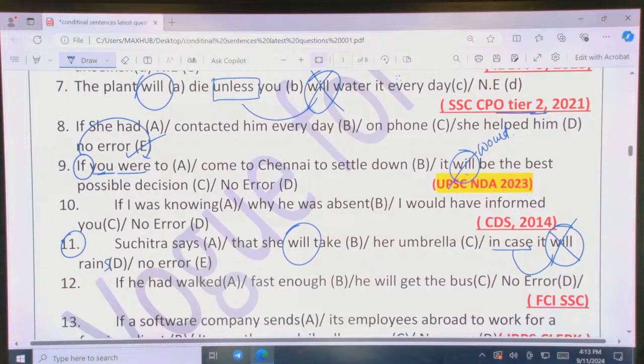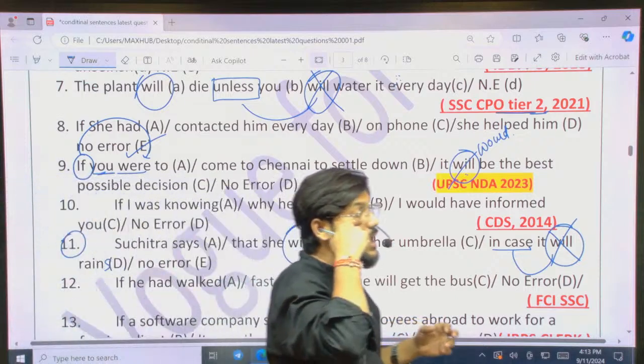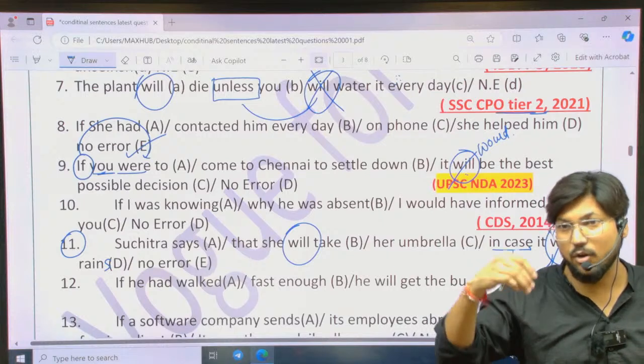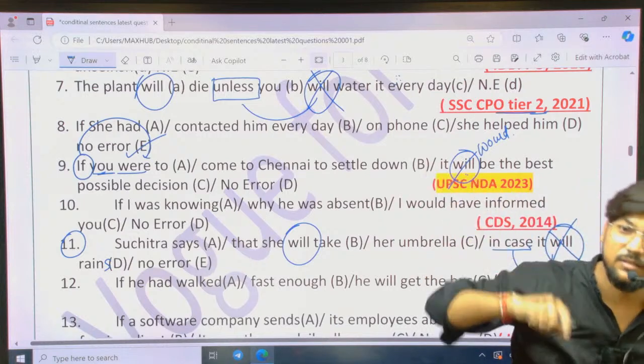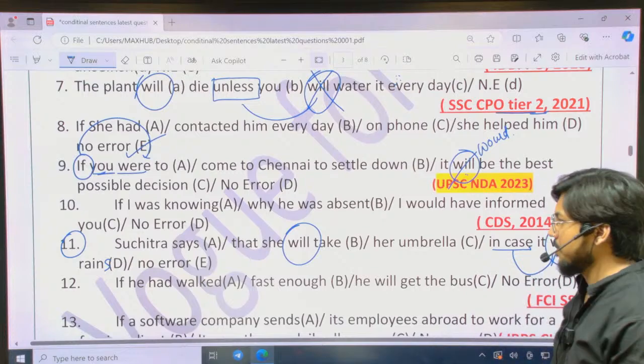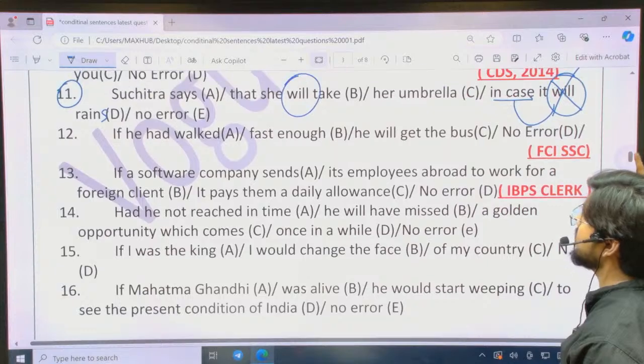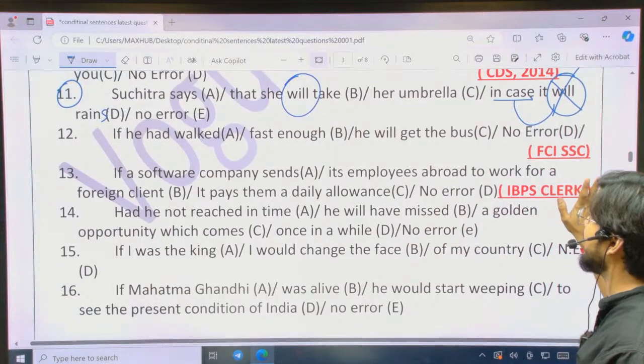Right? So what is happening? It will never happen with you that the if clause will be at the starting. It can also be given after the main clause. Question number 13. IBPS clerical paper.